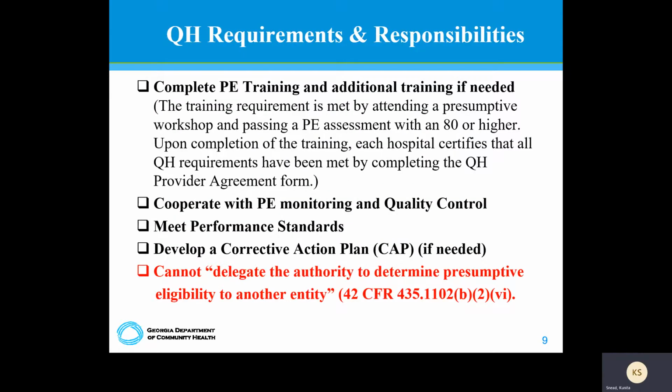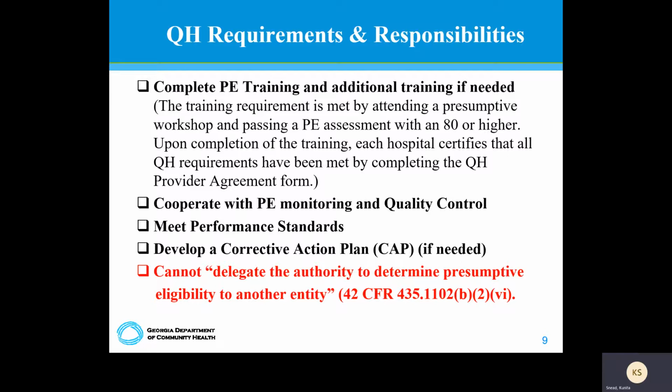Complete the PE training and any additional training if needed. So this is the first initial training that you have to come through. So once you have completed reviewing this training, remember I told you, you will have to take an assessment and pass with 80% or higher. And once you've done that, the only other additional training that we usually have is a refresher training each year.